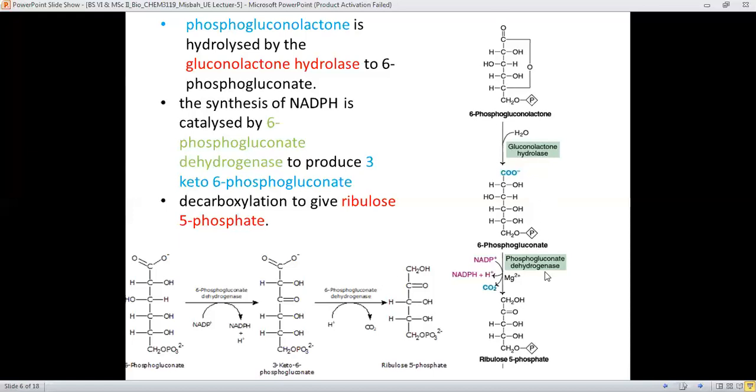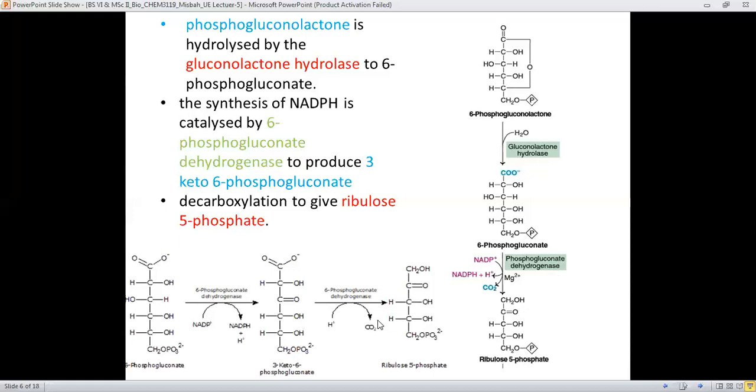The further reaction is catalyzed by the phosphogluconate dehydrogenase. It means that again there is a role of the dehydrogenase enzyme, and this enzyme will in fact remove the hydrogens. How are these hydrogens removed? The intervening step was not part of this reaction.